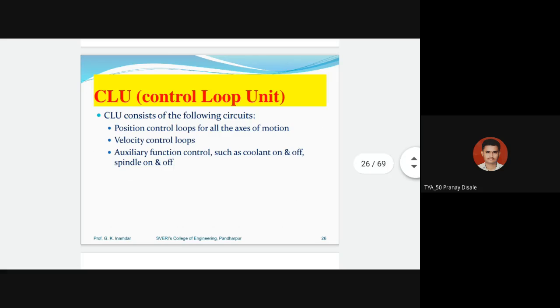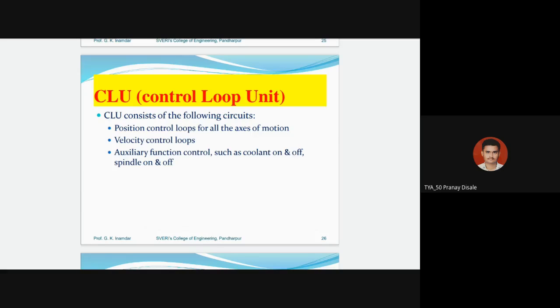The CLU also consists of the position control loops for all the axes of motion, whatever the movement of the workpiece or the movement of the tool. In the next point we will see the different types, whether the workpiece is movable or the tool is movable. According to the movement and transformation, different types are also available for the NC.